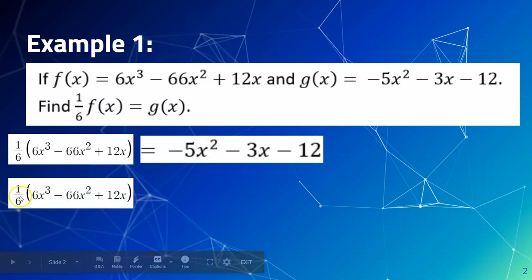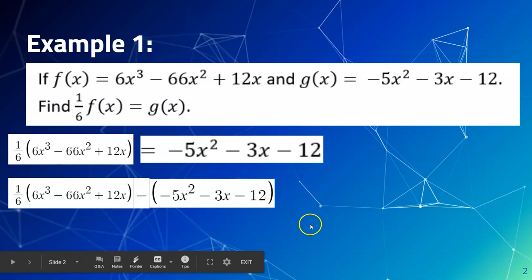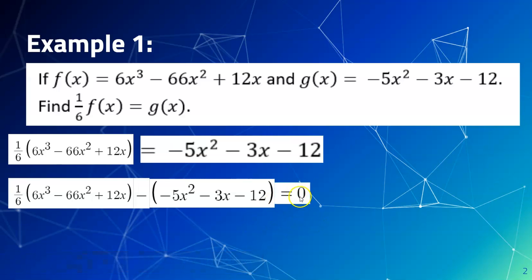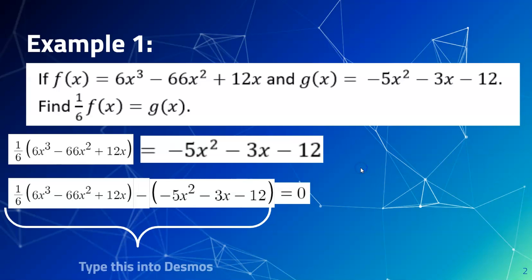So in other words, I'm going to have 1/6 f of x minus the whole thing g of x. And this is going to be the same approach I take in every problem. So that will then equal 0. I'm doing this minus this, and it will equal 0. I'm then going to look at this part, and I'm going to type that part into Desmos. And you can type that whole line in there at one time.